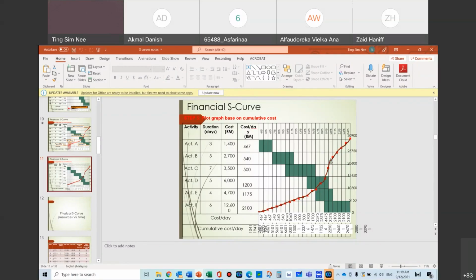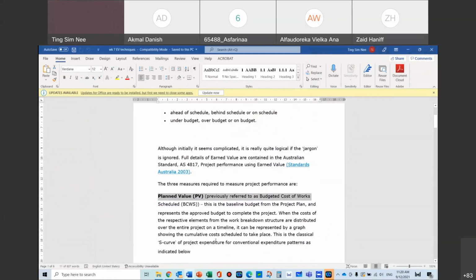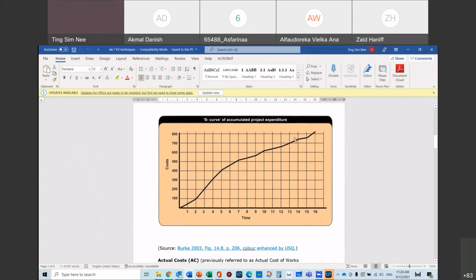Cumulative. So then once this is there, understood already, you use this for monitoring purpose. The first curve we call PV, and you just imagine the word BCWS, budgeted cost of work schedule. So you've already done your PV. Once you've submitted to the client, you've basically done your PV. So what do you do next? After you've done your PV, this is your S-curve, this is your PV.